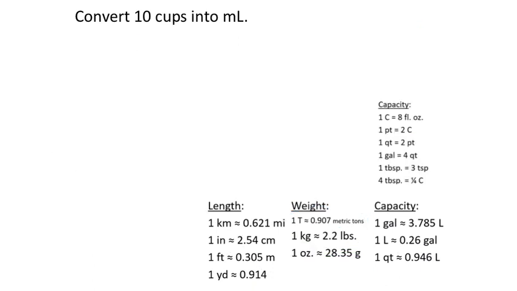Okay, let's convert cups into milliliters. So capacity, again, this is the capacity that we have. This is one that we got from 8.2. And you can see with the capacities that we have, there is no cups to milliliters conversion.